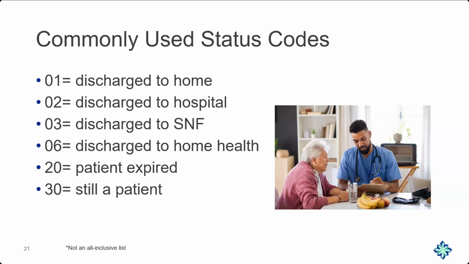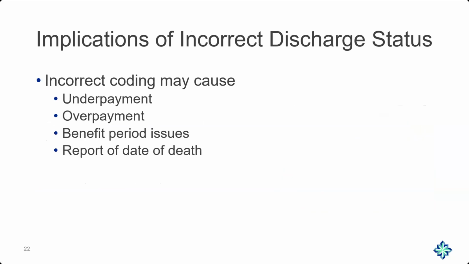30, still a patient. This code is used for interim billing for certain facility types or to indicate that the patient is still receiving care at the end of the billing cycle. So just some examples for you there. Using the correct code is vital for proper billing, claims processing, and to avoid claim denials or recoupments.